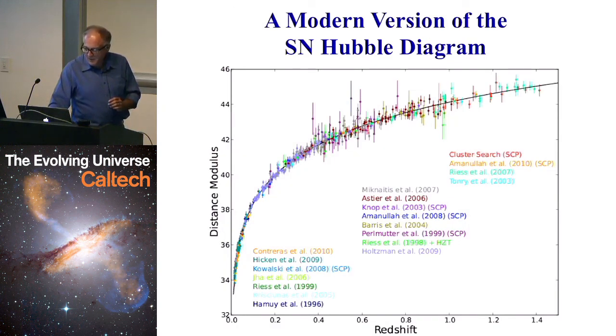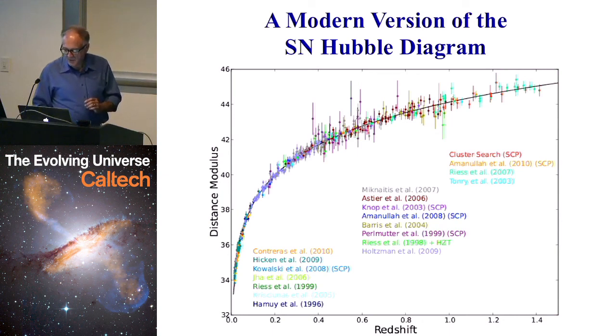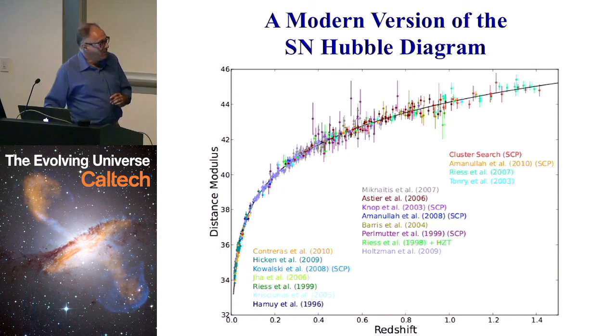And this is a fairly recent version, just a couple years old. You can see now many, many more data points have been added, and the results have been holding up. And now we see supernovae with the Hubble Space Telescope all the way to about redshift 1.5, and everything works beautifully.